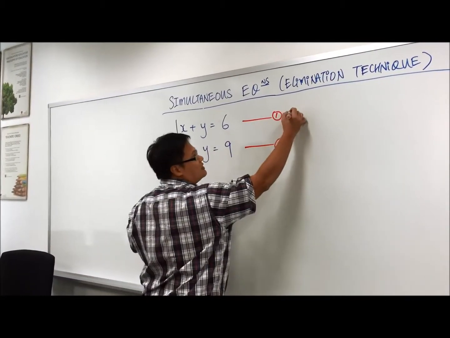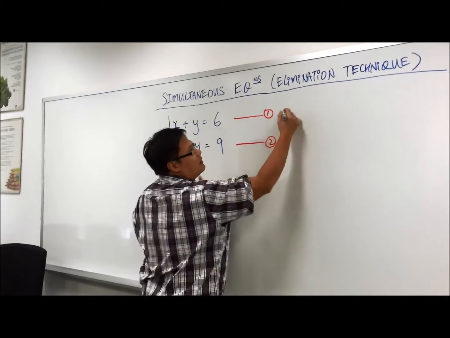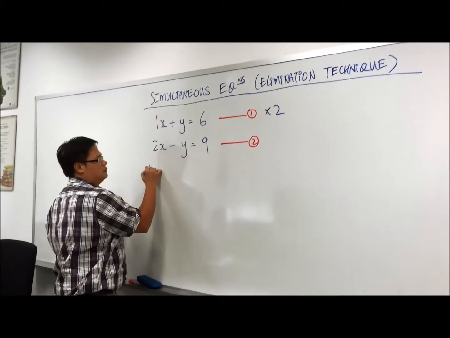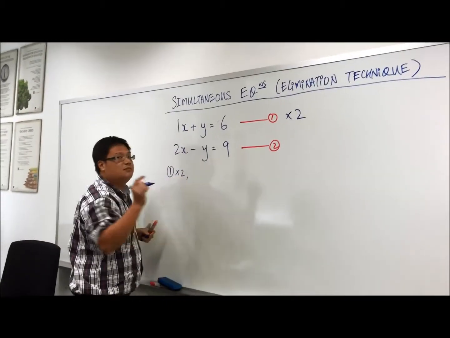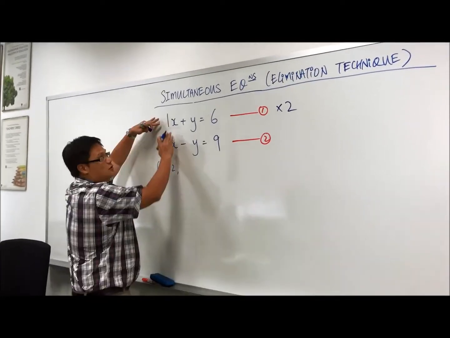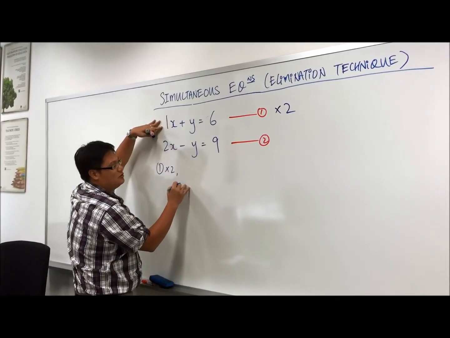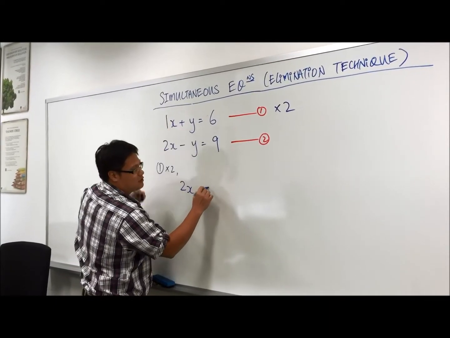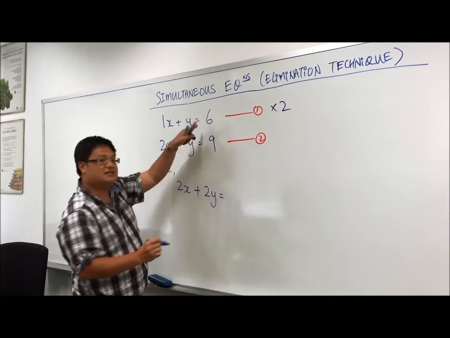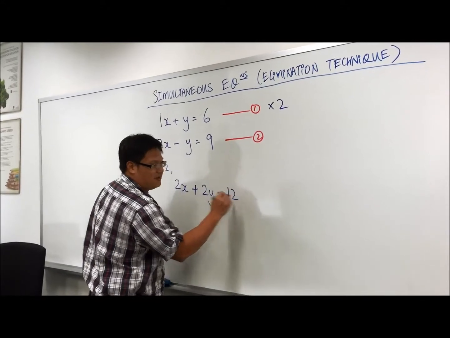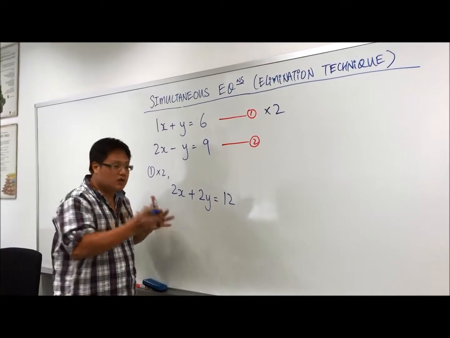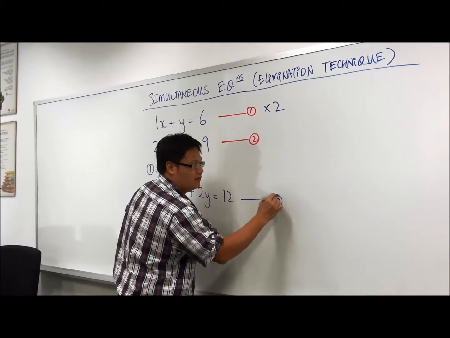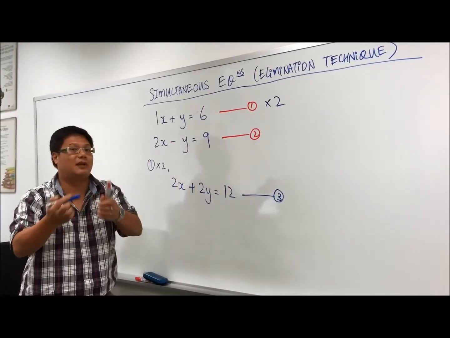So I can take equation 1 and multiply it by 2. Watch what happens. 1x times 2 becomes 2x. y times 2 becomes 2y. 6 times 2 becomes 12. I have just formed a new equation, equation 3, from equation 1 by multiplying it by 2.